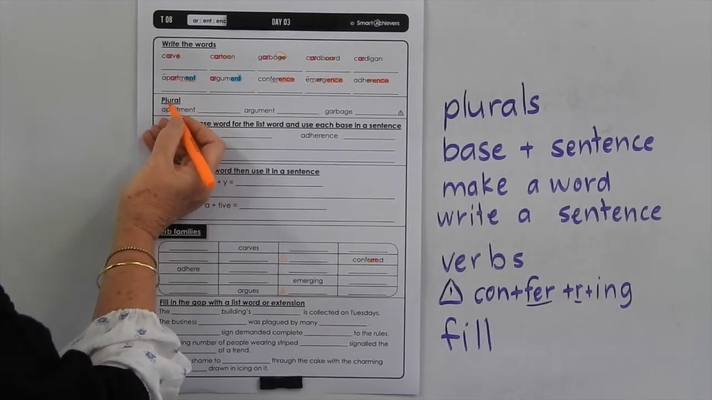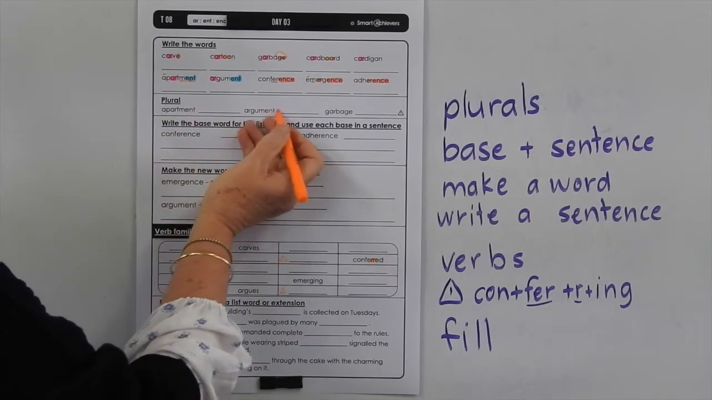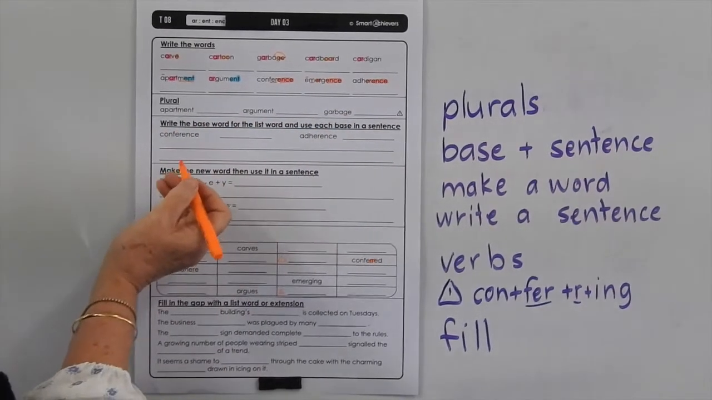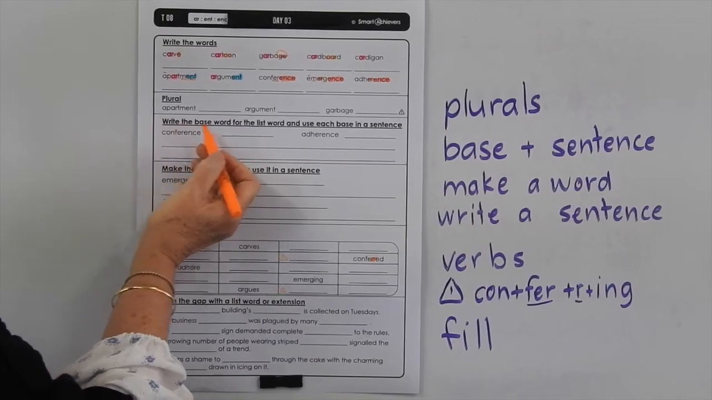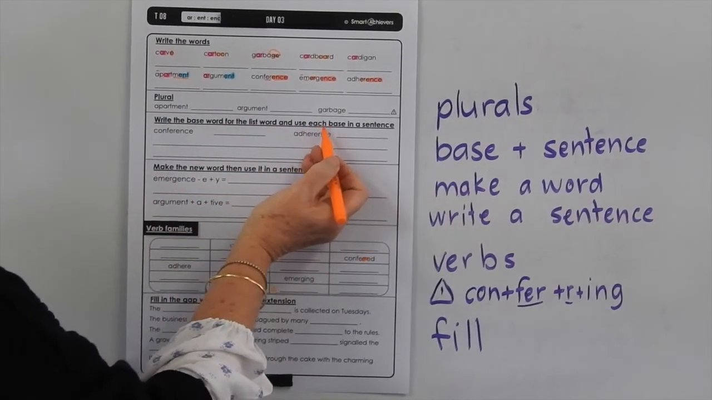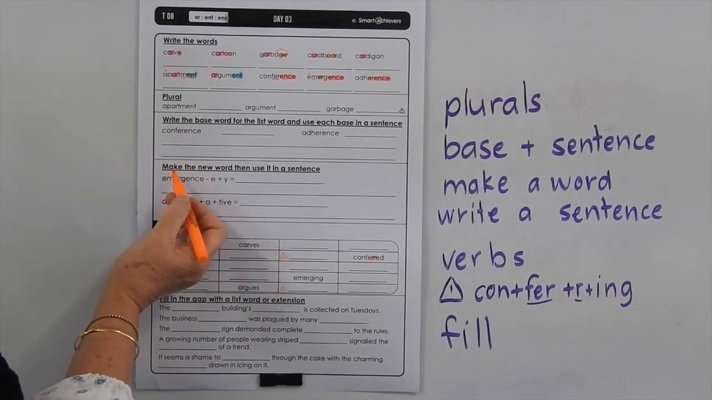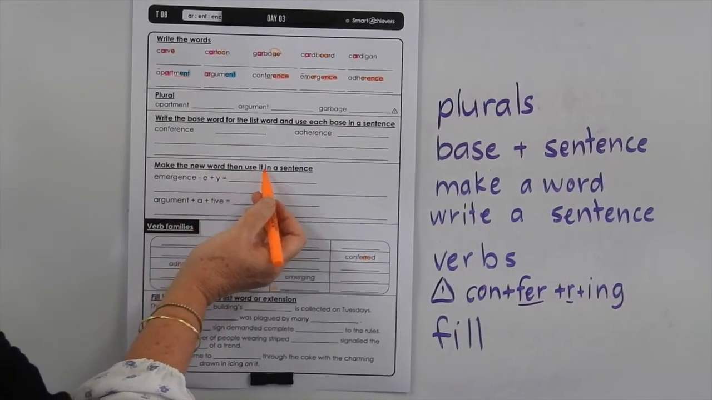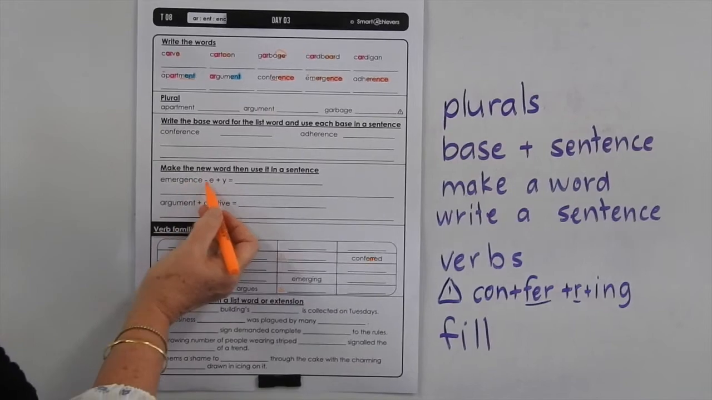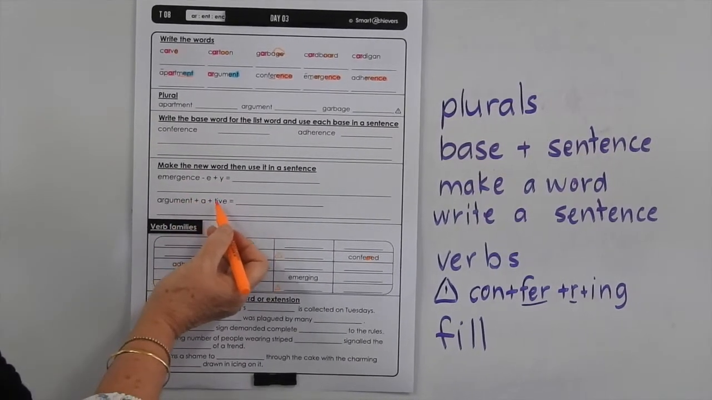Now down in this section you just have to simply form these words into plural nouns. Just be careful on garbage. Write the base word for the list word and use each in a sentence, so you've got to take these back to their base word. Make the new word, then use it in a sentence, so you've got emergency and argumentative.